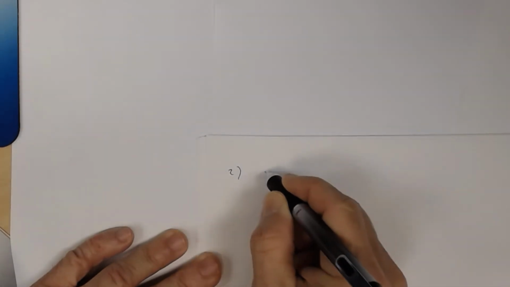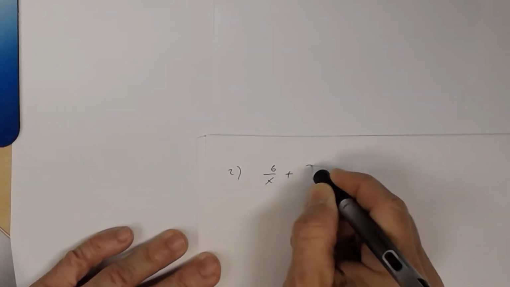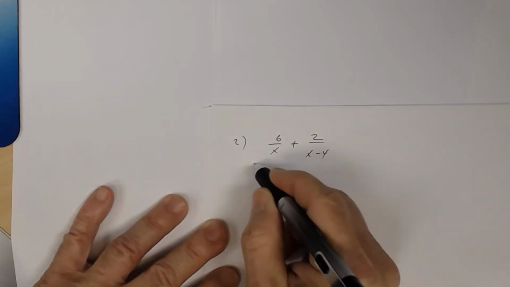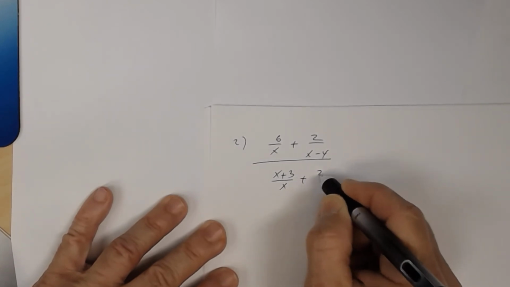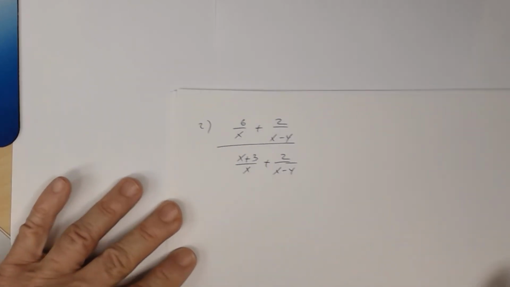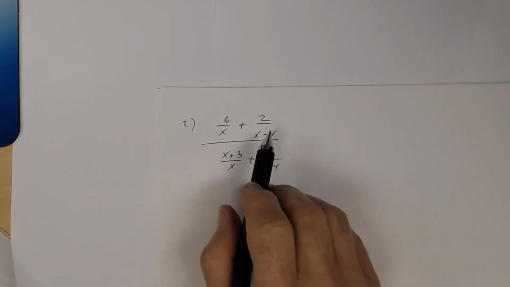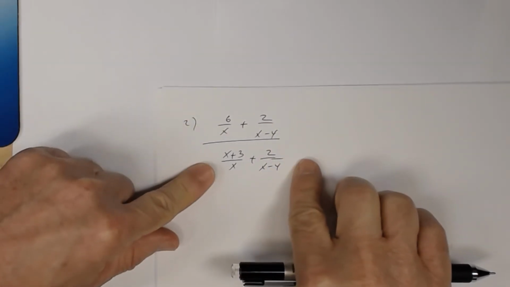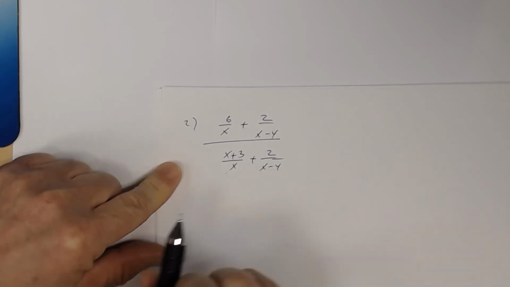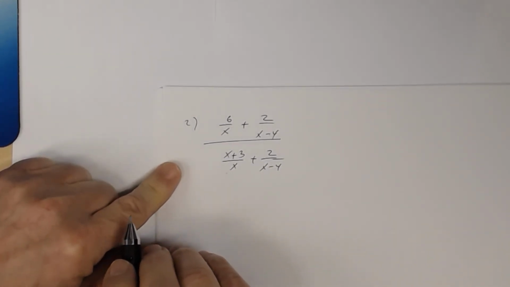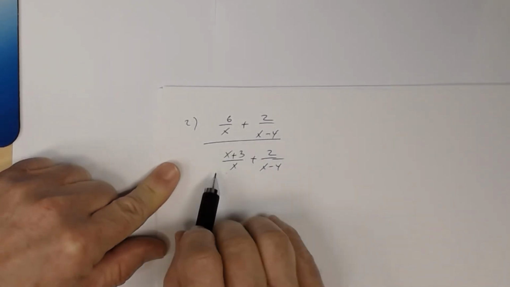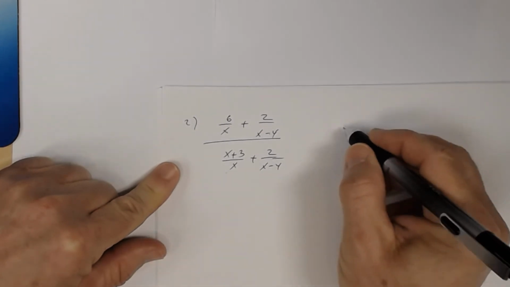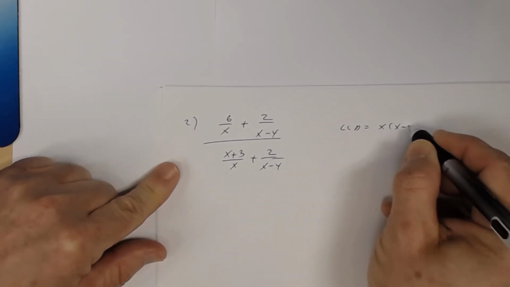So let's look at method 2. Same problem. So I have 6 divided by x plus 2 divided by x minus 4, and all that's being divided by x plus 3 divided by x plus 2 divided by x minus 4. Using method 2, remember method 2 is where you multiply numerators and denominators by the LCD of all the denominators. You got to make sure, though, that your denominators are factored, and there's not anything else you can do with those. So my LCD then will be x times x minus 4.